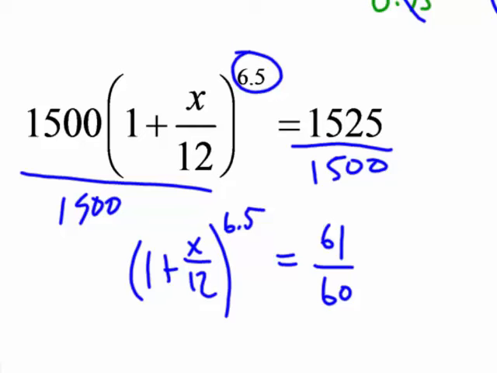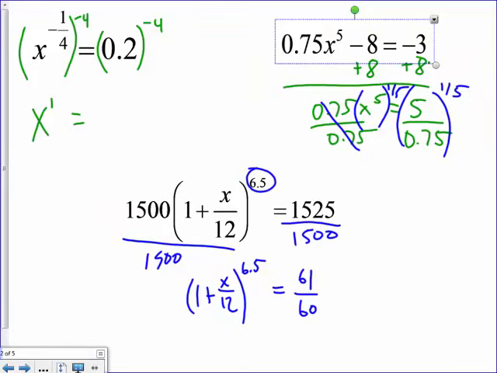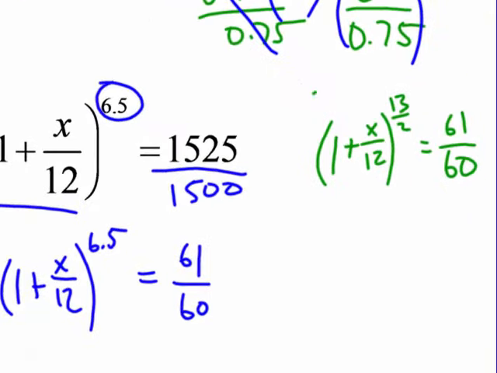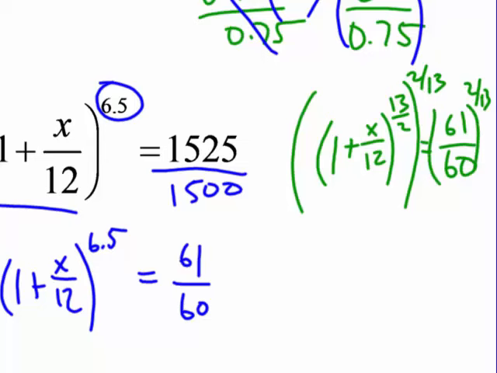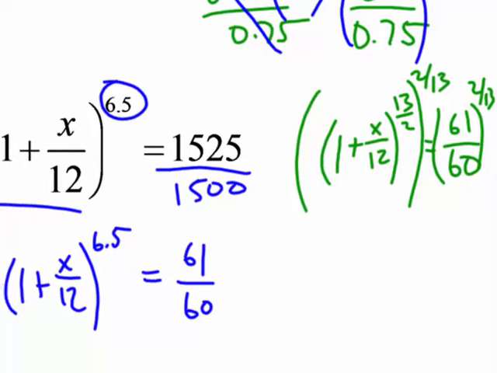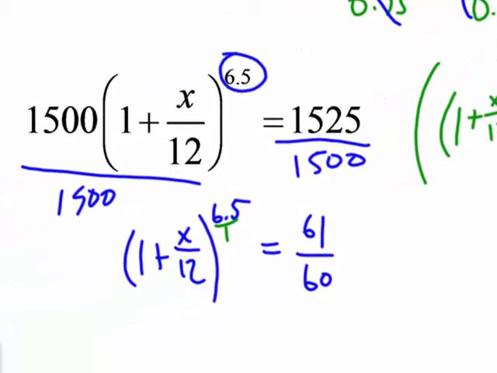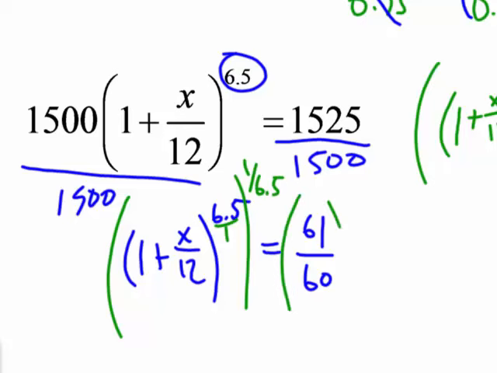Well, a couple ways to do this one. So I could either switch my exponent and write it as an improper fraction. That's one way. So I could rewrite this problem as 1 plus x over 12 to the 13 over 2 power. Because then I could take both sides to the 2 over 13 power, right? Take it to its reciprocal. That's one way to do it. The other way to do it is just think of this as a fraction, right? It's really like 6.5 over 1. So I could take this whole side to the 1 over 6.5 power.